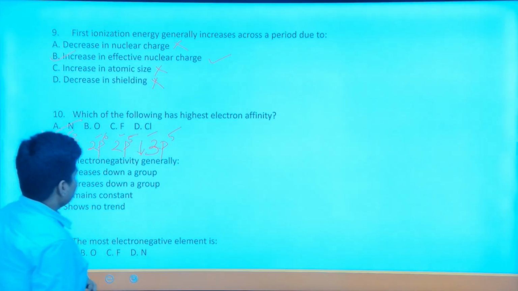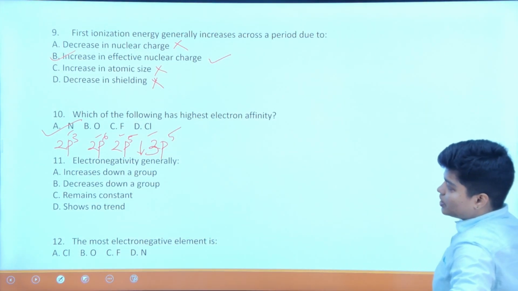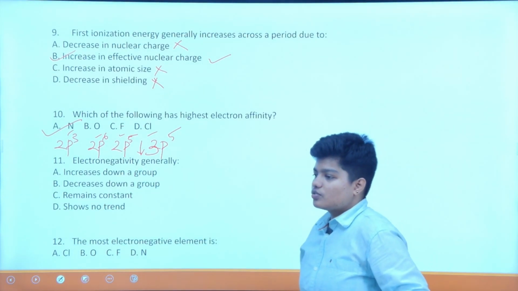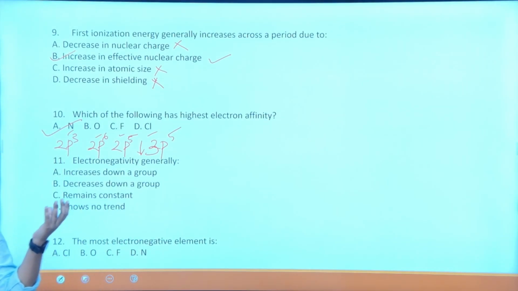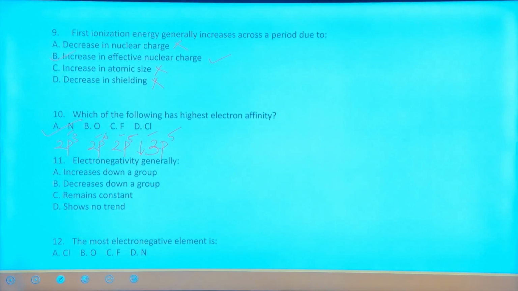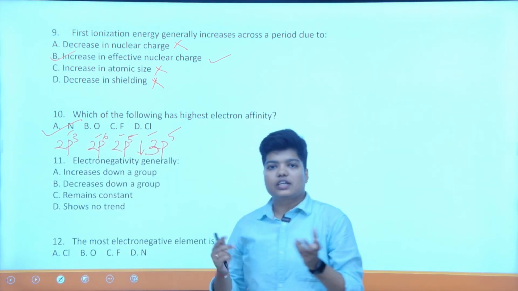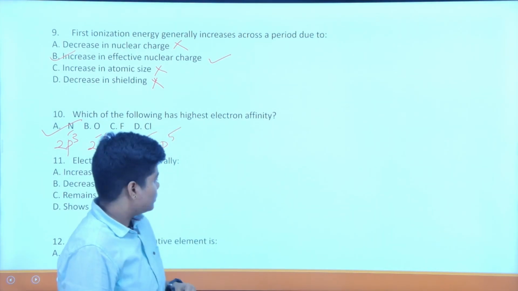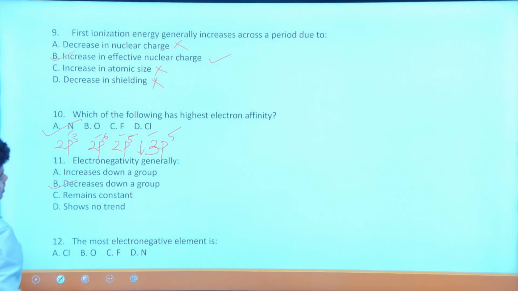Now question number 11. Electronegativity, general trend: electronegativity increases along the period and decreases down the group. Why? What is electronegativity? Electronegativity is the ability of an atom to attract the electron pair towards itself. Along the period, effective nuclear charge increases, so the electronegativity also increases. And down the group, what happens? Electronegativity decreases because the atomic radius increases down the group.